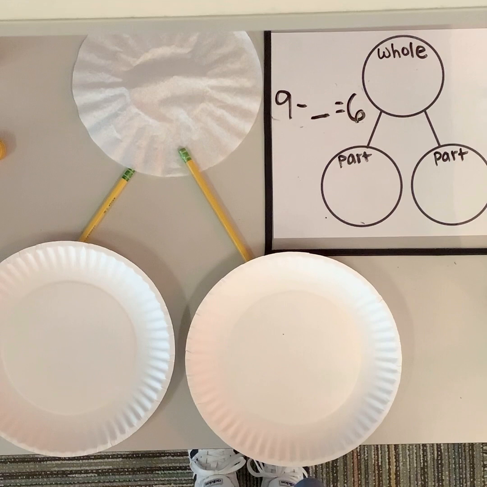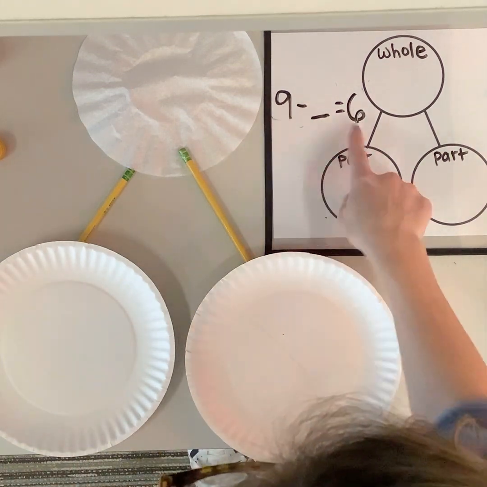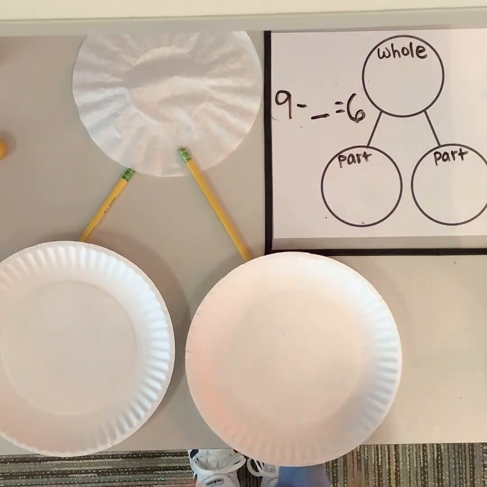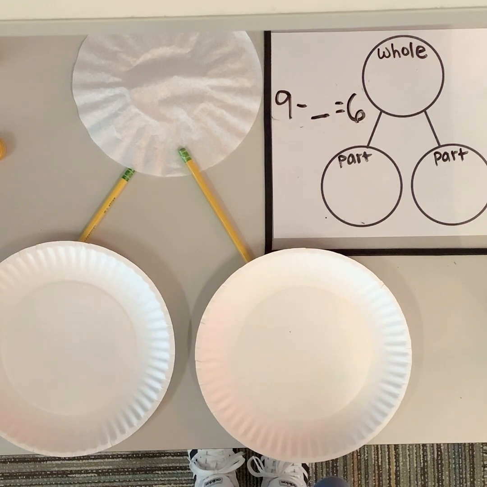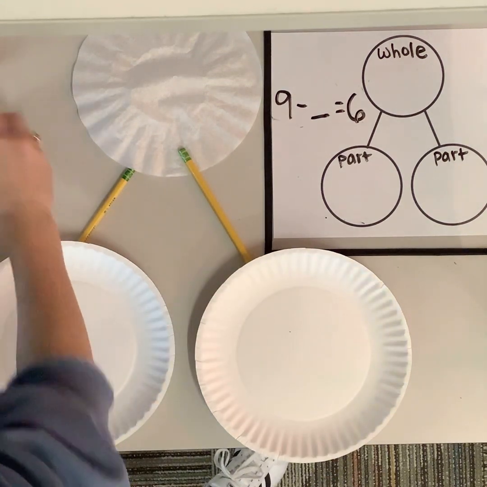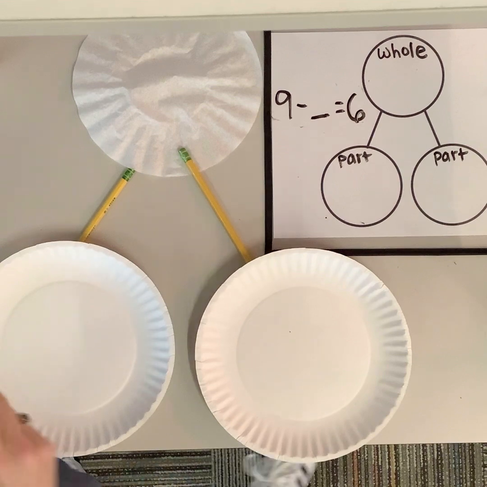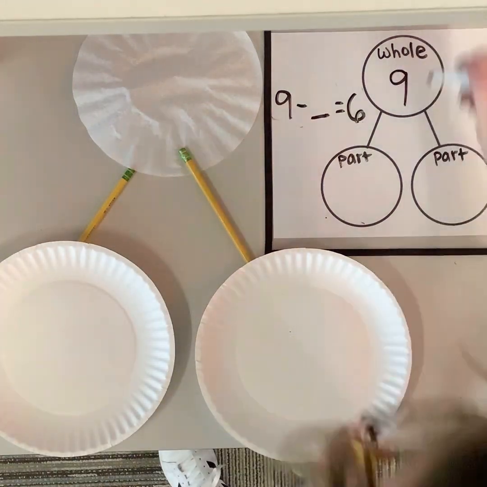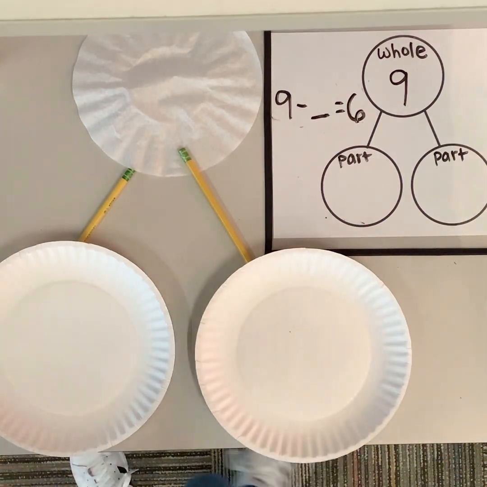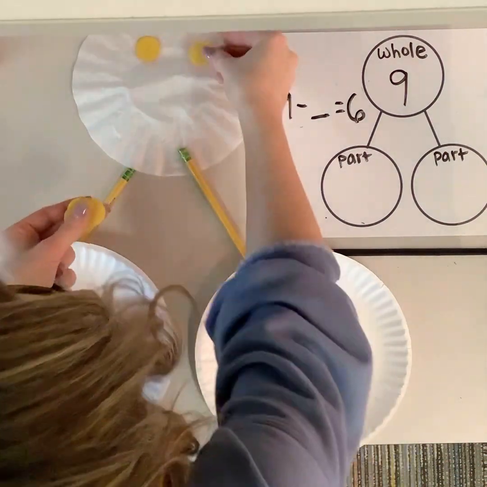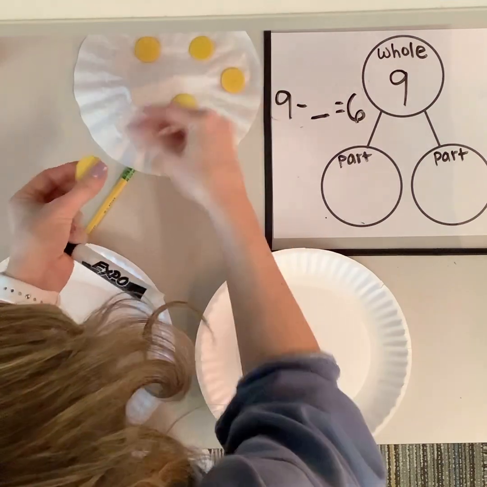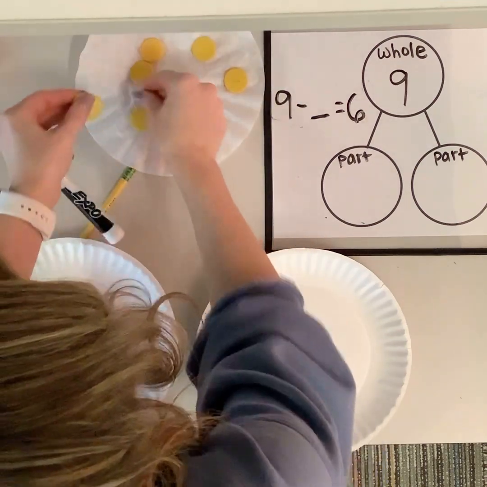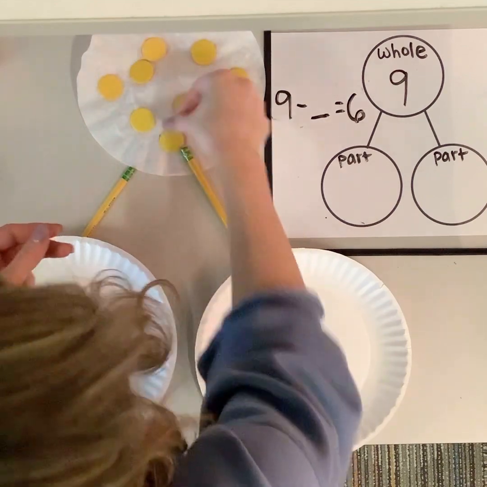Okay, so which number is bigger? I know that my number in my whole has to be the biggest number in the problem. So I see 9 and 6. Which number needs to go in my top circle? That's right. 9 needs to go in my top circle because it's the biggest number. That's the number I'm starting with. 9 turtles are taking a nap. So I'm going to put 9 turtles, or 9 counters. Okay, there's 9.